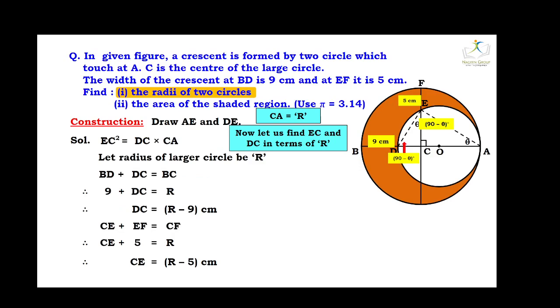With the help of that, we can find the two radii. R minus 9, you have to multiply. So here R minus 9, R minus 5. If you multiply these two from that triangle, we can find that radius. After finding the radii, we can complete the area of the region.